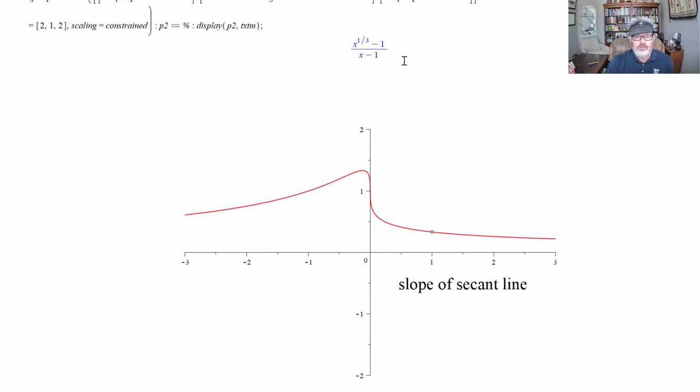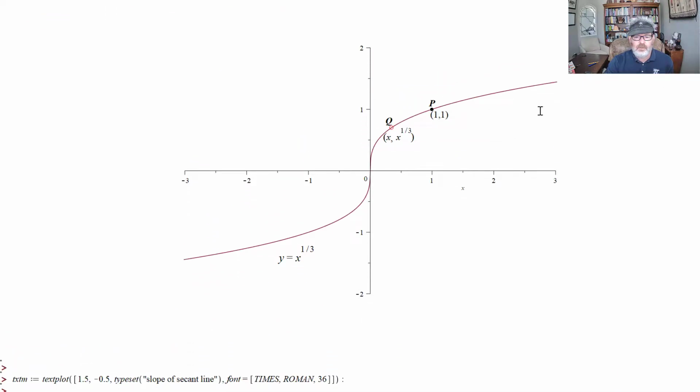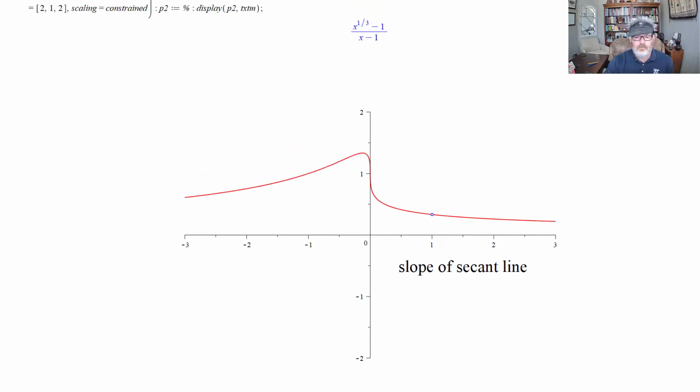Here's the slope of the secant line: change in y over change in x. Change in y is x to the 1/3 minus 1, divided by change in x, which is x minus 1. Again, there's a hole in the graph at x equals 1. Now it's approaching 1/3. It's not too obvious from this graph, but it's going to approach 1/3. And again, if you plug 1 in, you get 0 over 0.